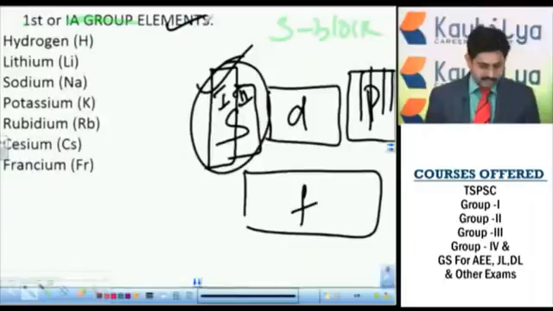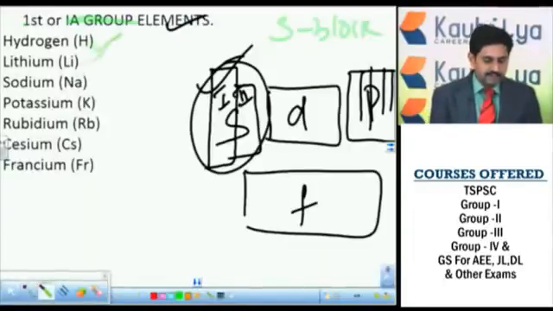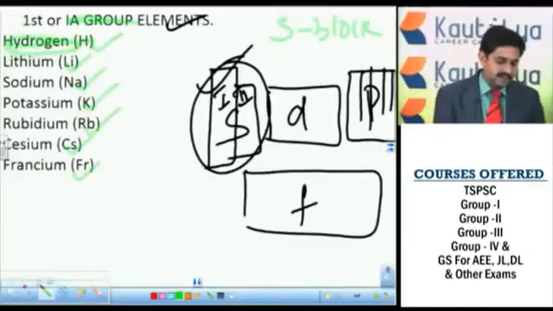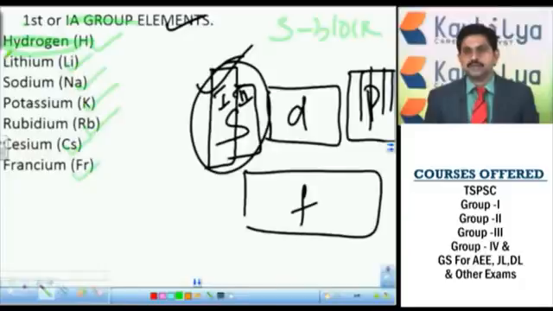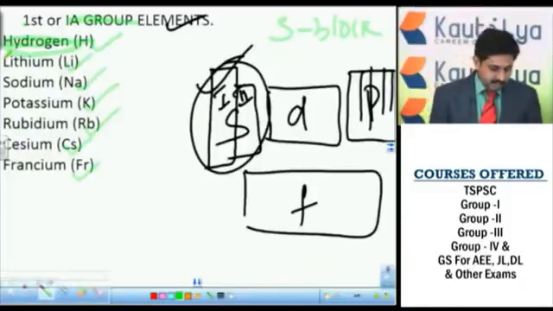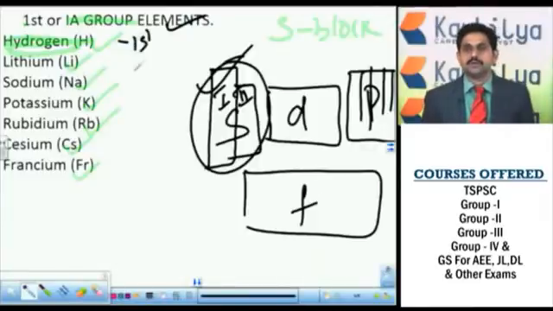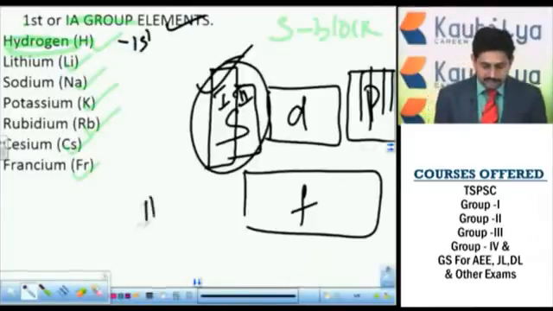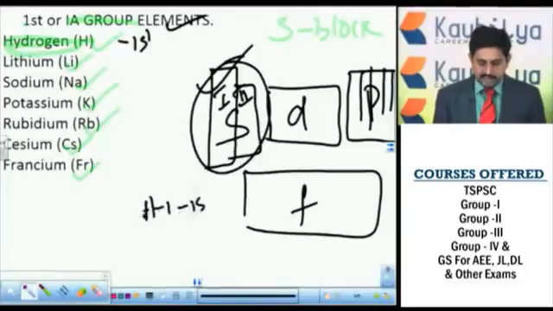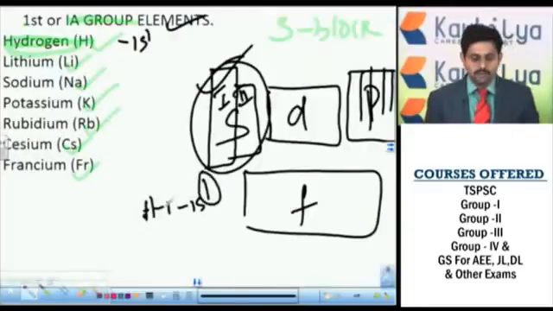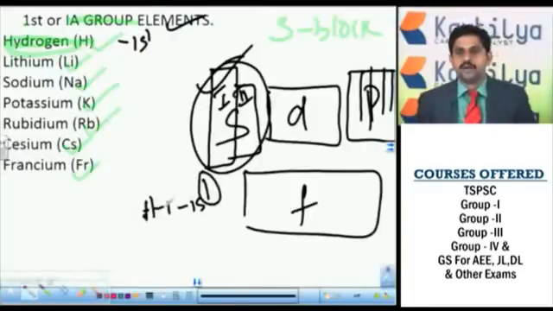In these elements, we are considering hydrogen, lithium, sodium, potassium, rubidium, cesium, and francium. One more thing you have to remember: hydrogen is not considered under the first group elements, but we consider it here because it has one electron in the outermost orbit. As you know, the hydrogen atomic number is 1 and its electronic configuration is written as 1s1, so it has one electron in the outermost orbit. So we have considered it because of the same electronic configuration.